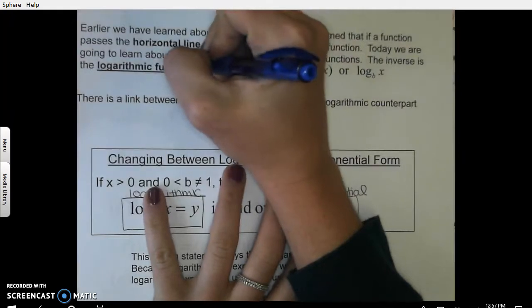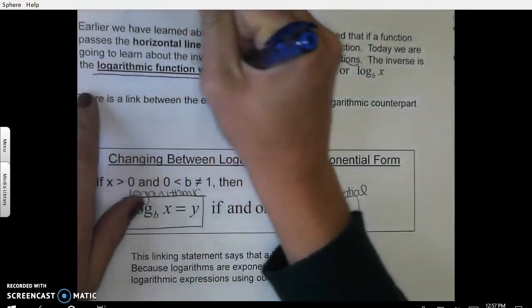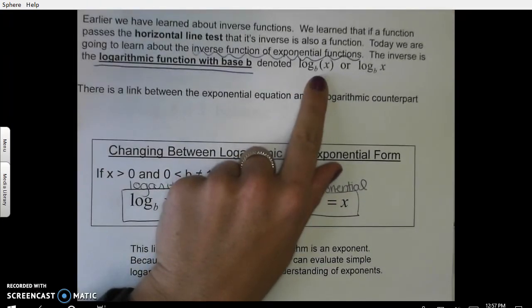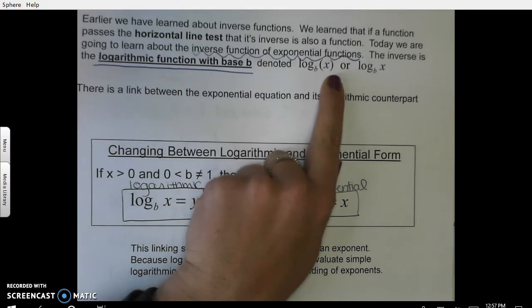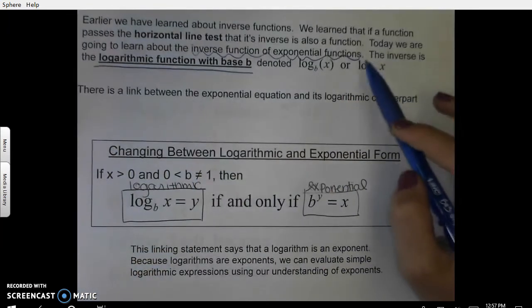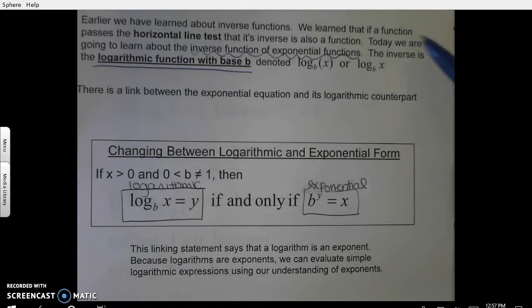Today we're going to learn about the inverses of exponential functions. The inverse of an exponential function is called the logarithmic function with base b. This is written log little b, and we say log base b of x, or we could say log base b of x without the parentheses. These two functions, exponential and logarithmic, can be changed between forms.